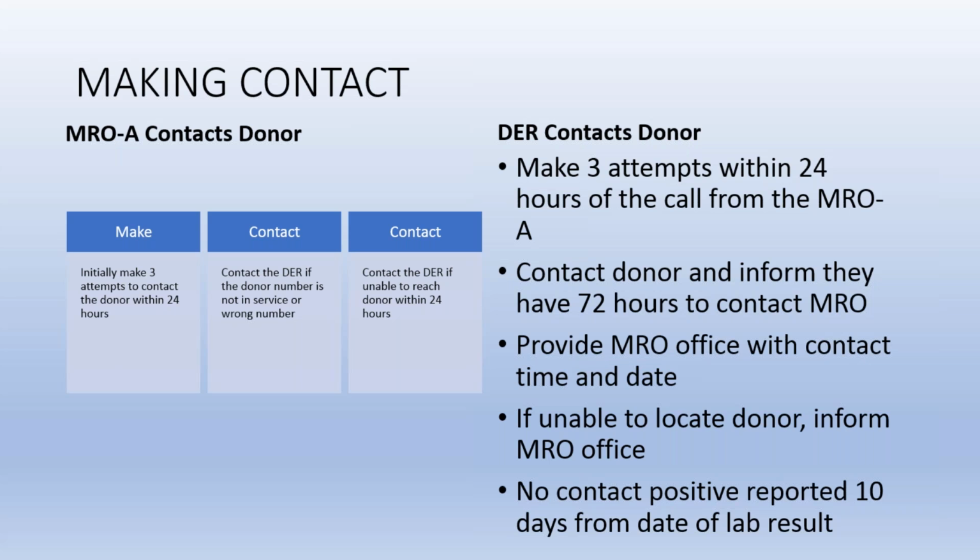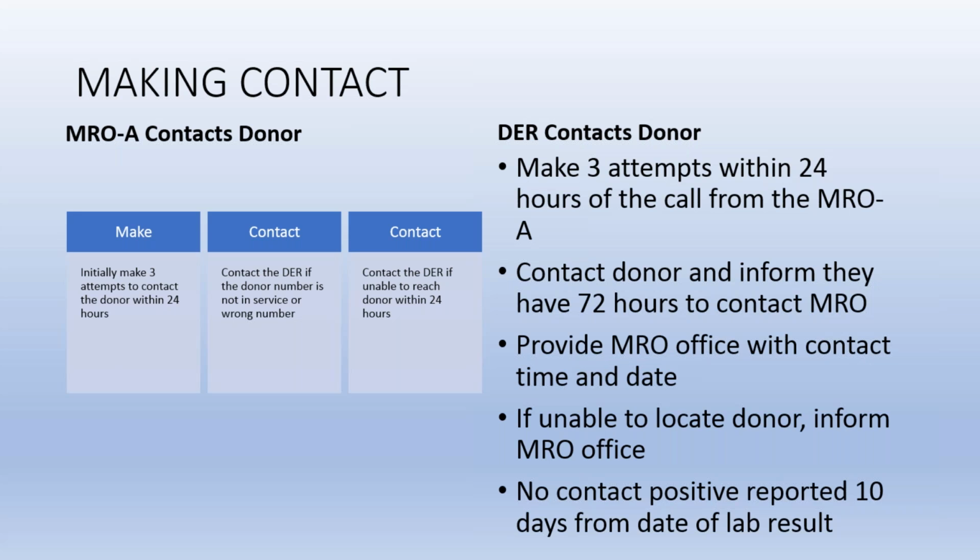So the DER will then make 3 attempts within 24 hours of the call from the MROA to contact the donor and inform them that they have 72 hours to contact the MRO. Provide the MRO office with the contact time and date. If unable to locate the donor, inform the MRO office. And then at that point, if the MRO does not hear from the donor within 10 days from that contact date, then it will be reported as a no contact positive.